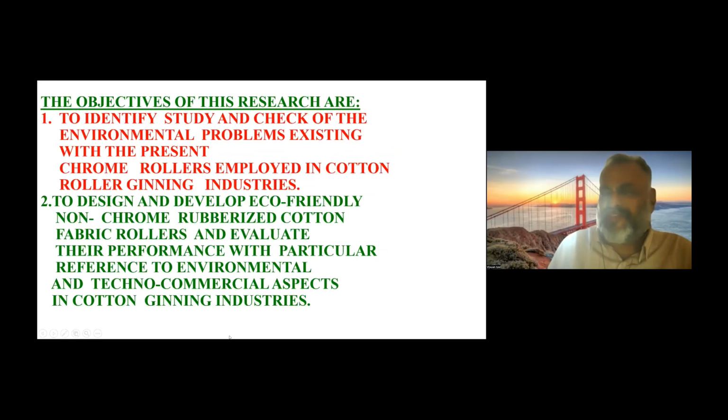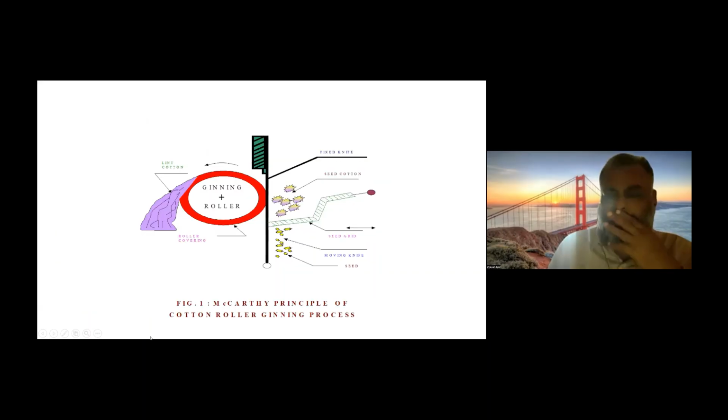The objectives of this particular research are to identify the environmental health problems existing with the presently used cotton roller ginning process in our country, and to design the eco-friendly technology which is the need of the hour. So this is seed cotton, and this is how it is ginned in the roller ginning process, which is called the McCarthy principle. Holding the fiber and removing the seed from the seed cotton is roller ginning; holding the seed and removing the fiber from the seed cotton is called saw ginning, the reverse process.